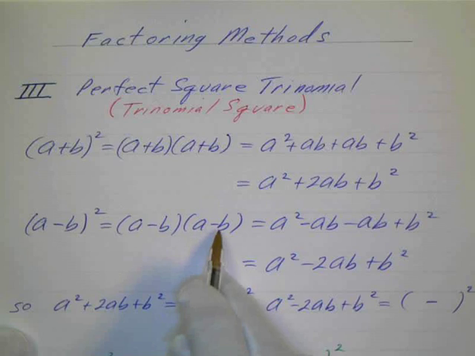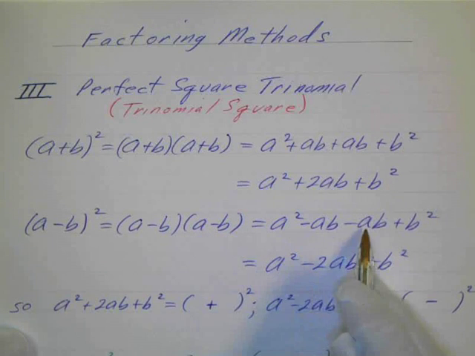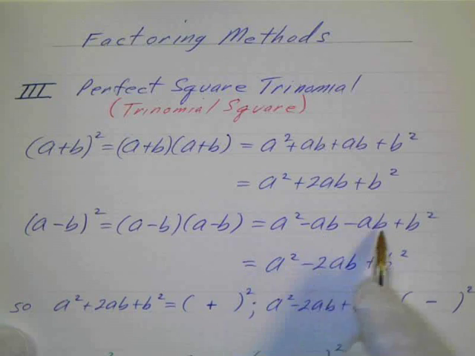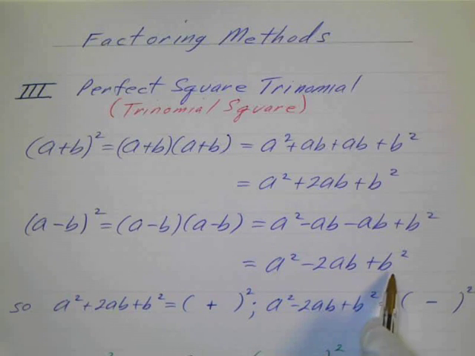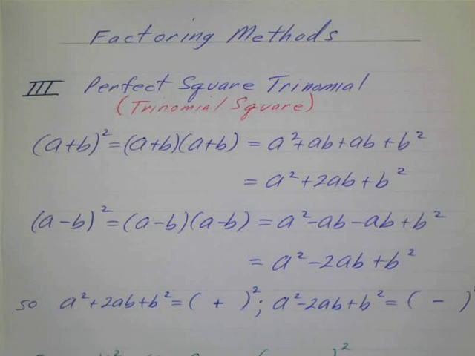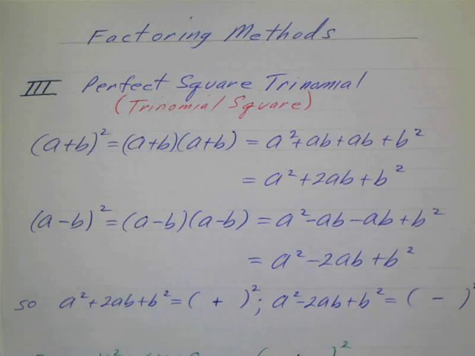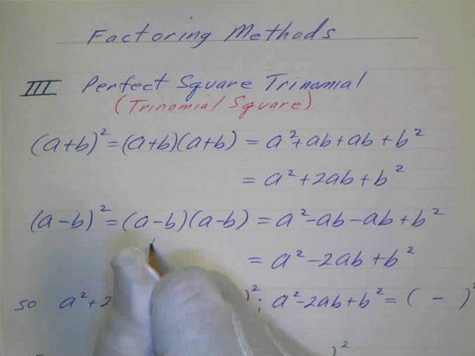Outside, ab; inside, ab; negative ab, and plus b squared. And once we take a look at this, then we can combine these. We've got a squared minus 2ab plus b squared. Okay? So sorry if I did the FOIL method in the other example in the wrong order. It's usually the FOIL method, F-O-I-L. I guess I should write that down just for some of you that forgot it.